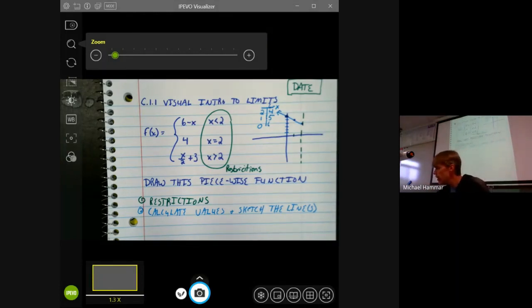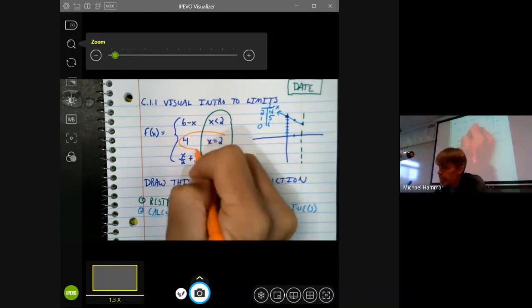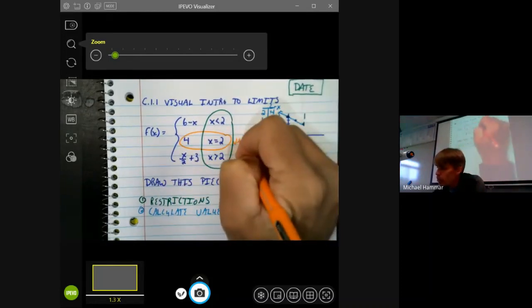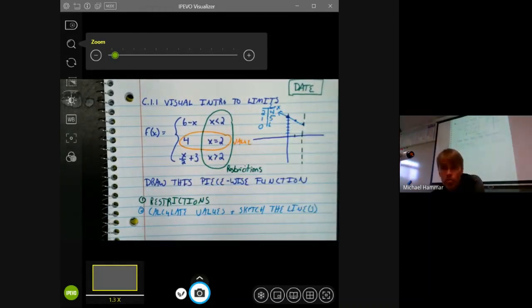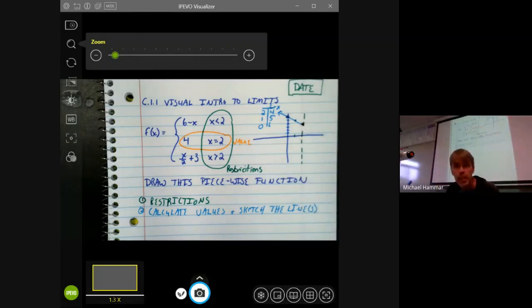Now, the second thing you should notice is we have a restriction at x equals 2. So I know at x equals 2, this just says the value is 4, okay? So I'm going to go over to 2, and I'm going to go up to 4, and I'm going to put a dot at 4. It's kind of nice. It actually hits right on the point that the other graph is. So it's just going to kind of fill in that space.